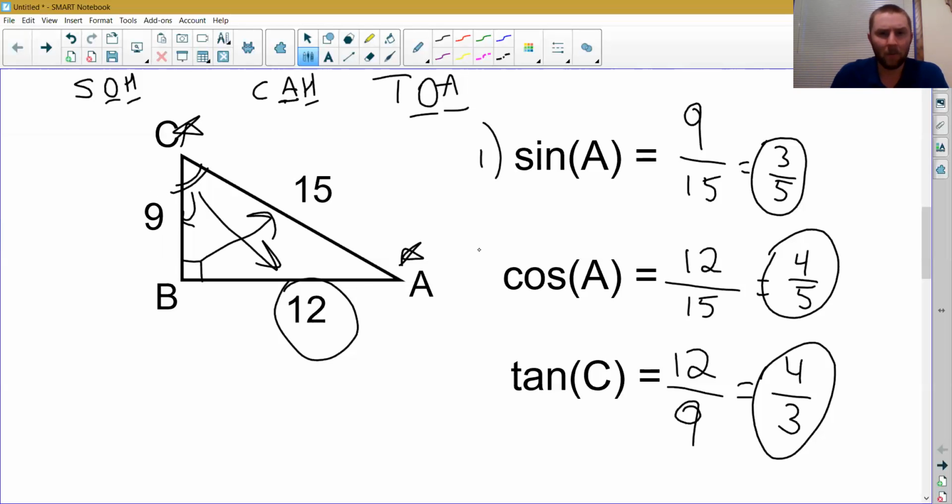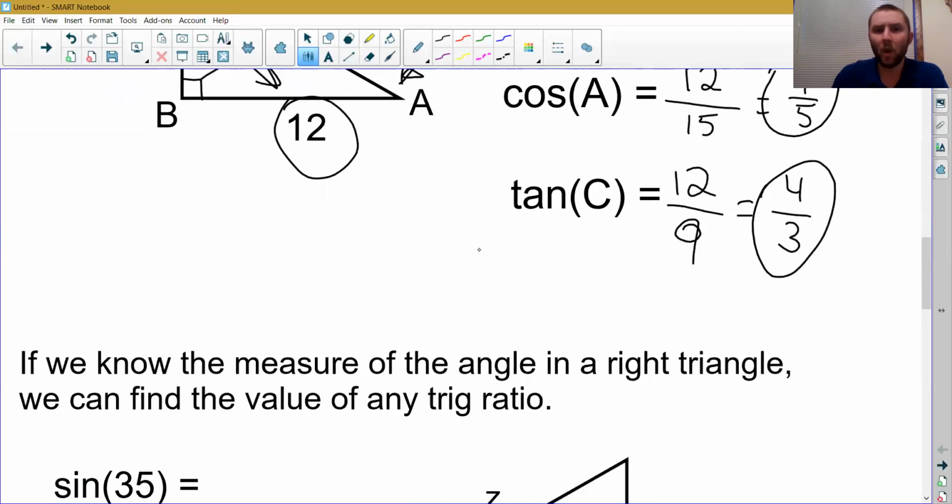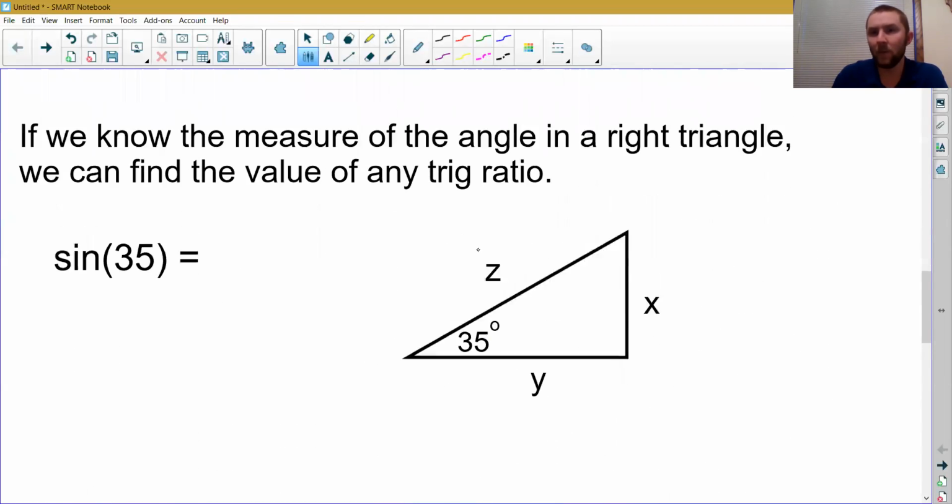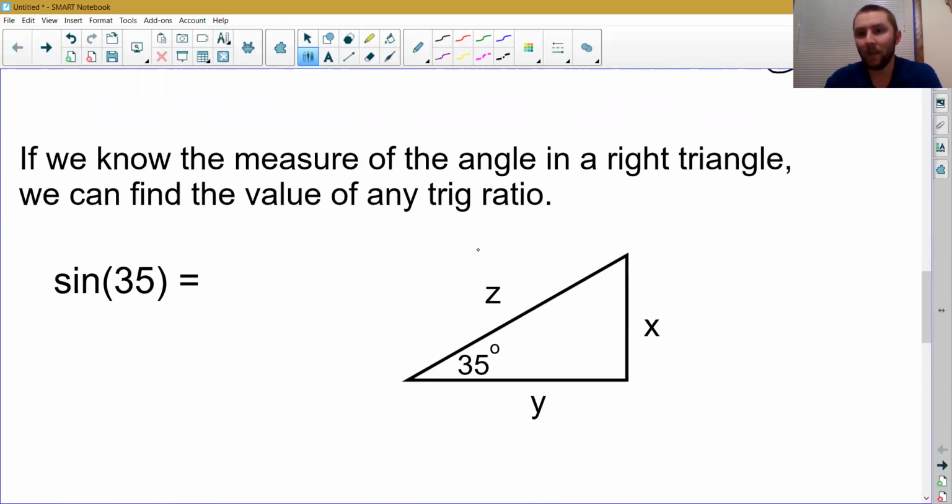So that's the first thing we have to do, is we have to be able to find the fractions, okay? Now, if we know the measure of the angle in the triangle, then we can find the value of any ratio, and we can actually use that to find missing sides of a right triangle, okay? So it becomes another tool for finding missing sides, particularly if we're missing two sides of a right triangle, but we happen to know one of the angles, we can find those missing sides, okay? So here's what I mean.